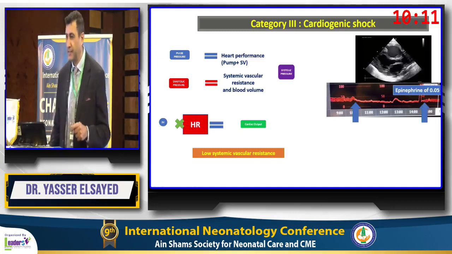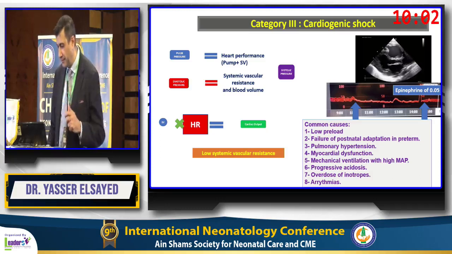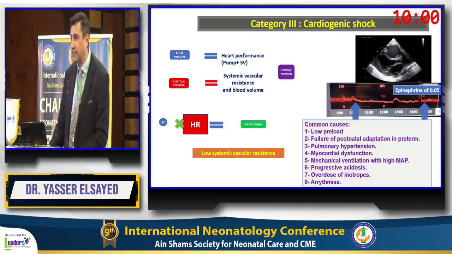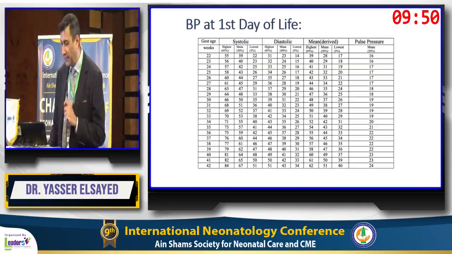Just in 0.05 dose. Common causes: low preload, failure of postnatal transition, myocardial dysfunction, progressive acidosis, overdose of inotropes. One of the very common causes, if you are using high dose of inotropes unnecessarily, you will get the feeling very low of the heart and you might induce cardiogenic shock. And the treatment of that is just to discontinue the wrong medication.